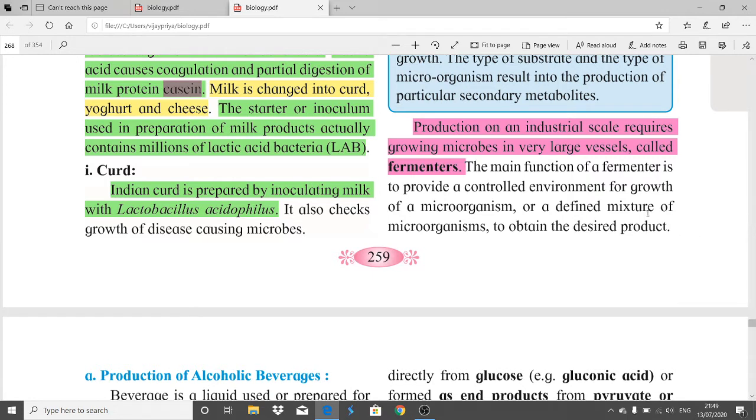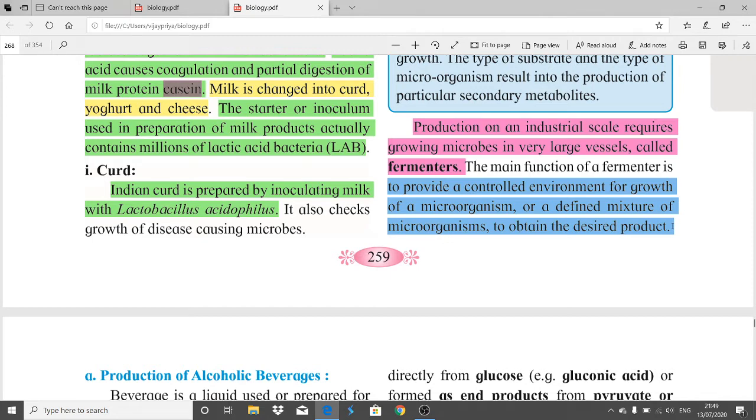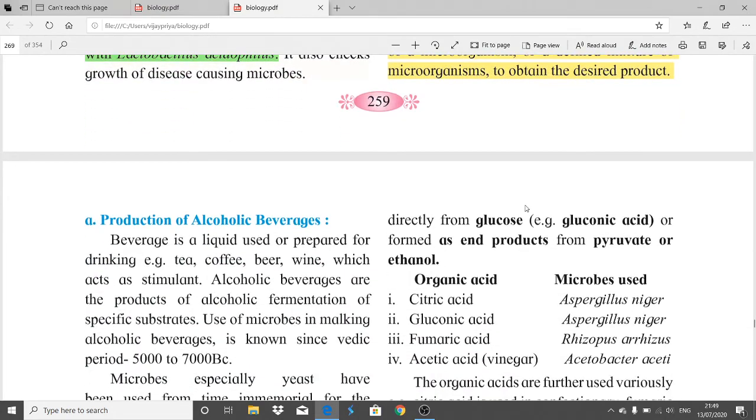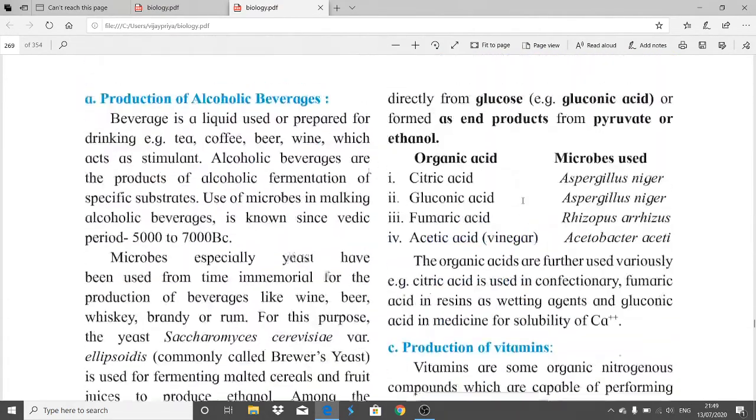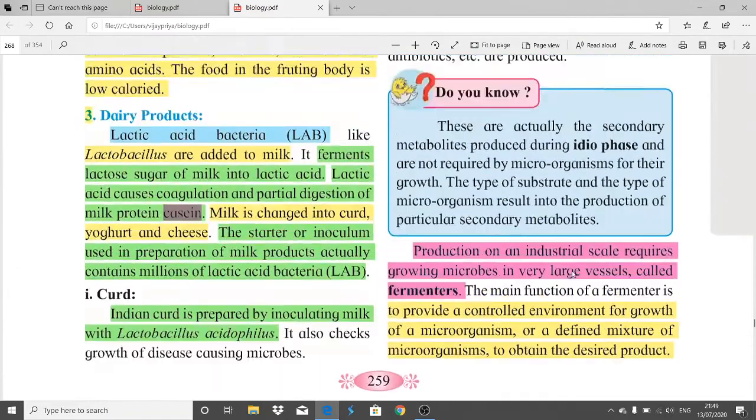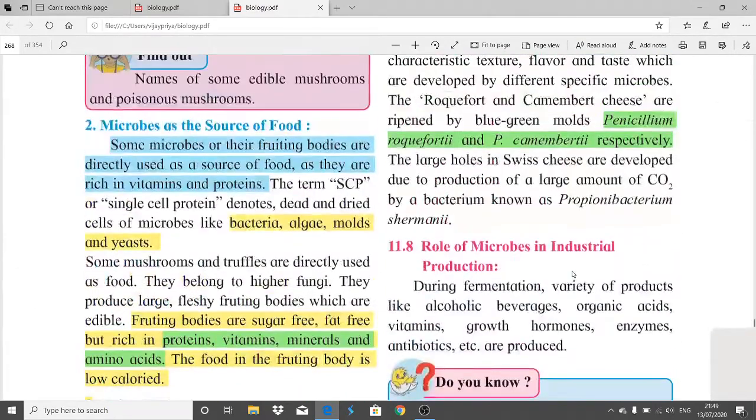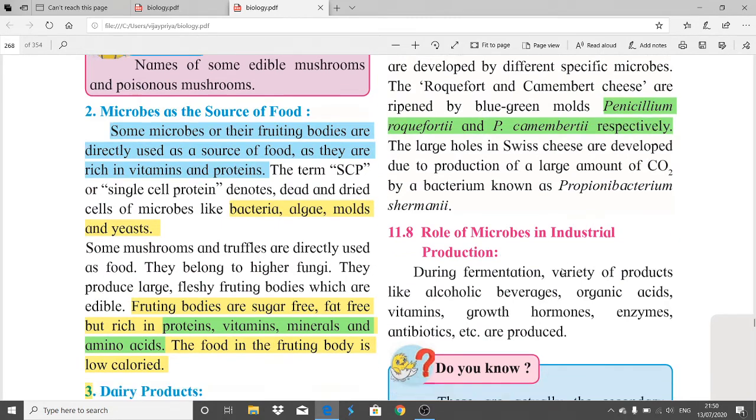The main function of a fermenter is to provide a controlled environment. Now, why is the fermenter used? Because it provides a controlled environment for the growth of a microorganism or a defined mixture of microorganisms to obtain the desired product. That's why fermenters are used. Whatever part we are going to study in the industrial fermentation or industrial production process, we will study in the next part.